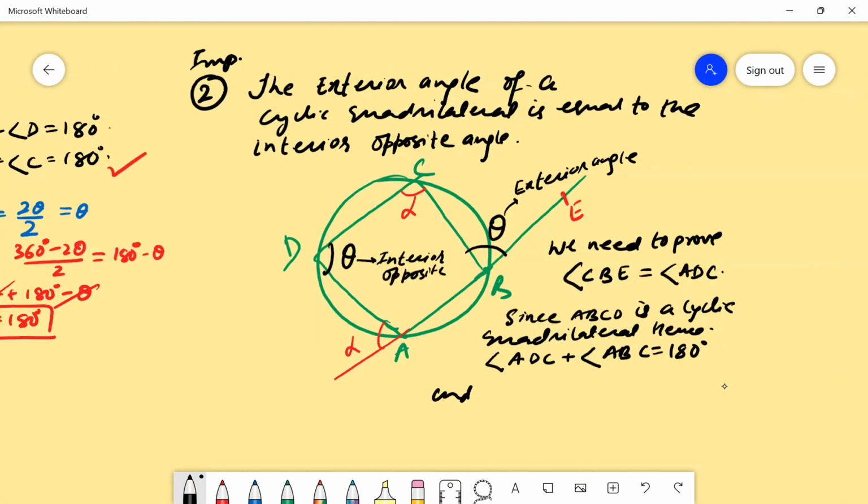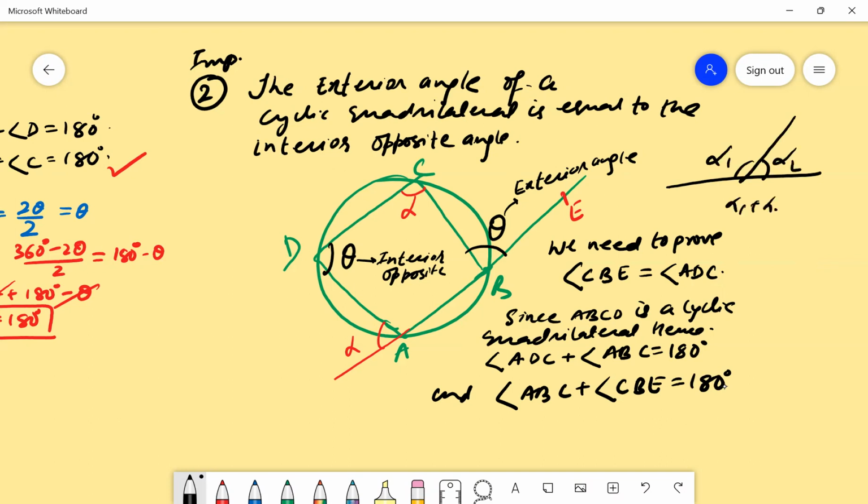And angle ABC plus angle CBE is also 180 degrees. Right? In a straight line, alpha 1 plus alpha 2 is 180 degrees. So in the same way, this angle ABC and this angle theta, the sum of these two angles is 180 degrees. Hence, angle ADC plus angle ABC is equal to angle ABC plus angle CBE.